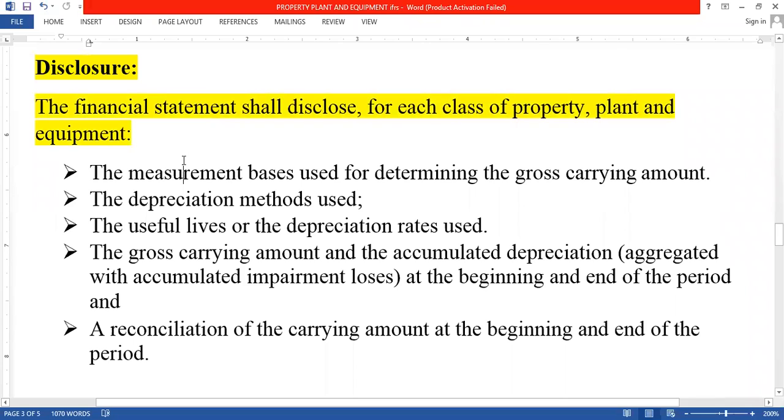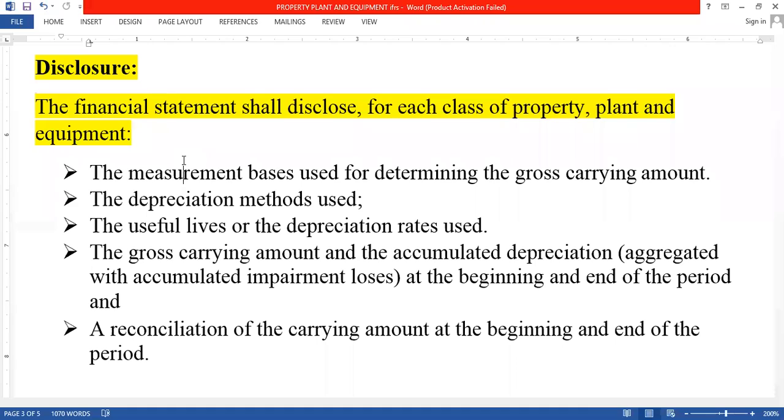The financial statements shall disclose for each class of property, plant and equipment. What are those financial statements? Income statement and position statement. In the income statement and position statement, what items are we showing for the purpose of income tax authorities, for the purpose of superiors, for the purpose of verification of auditors.